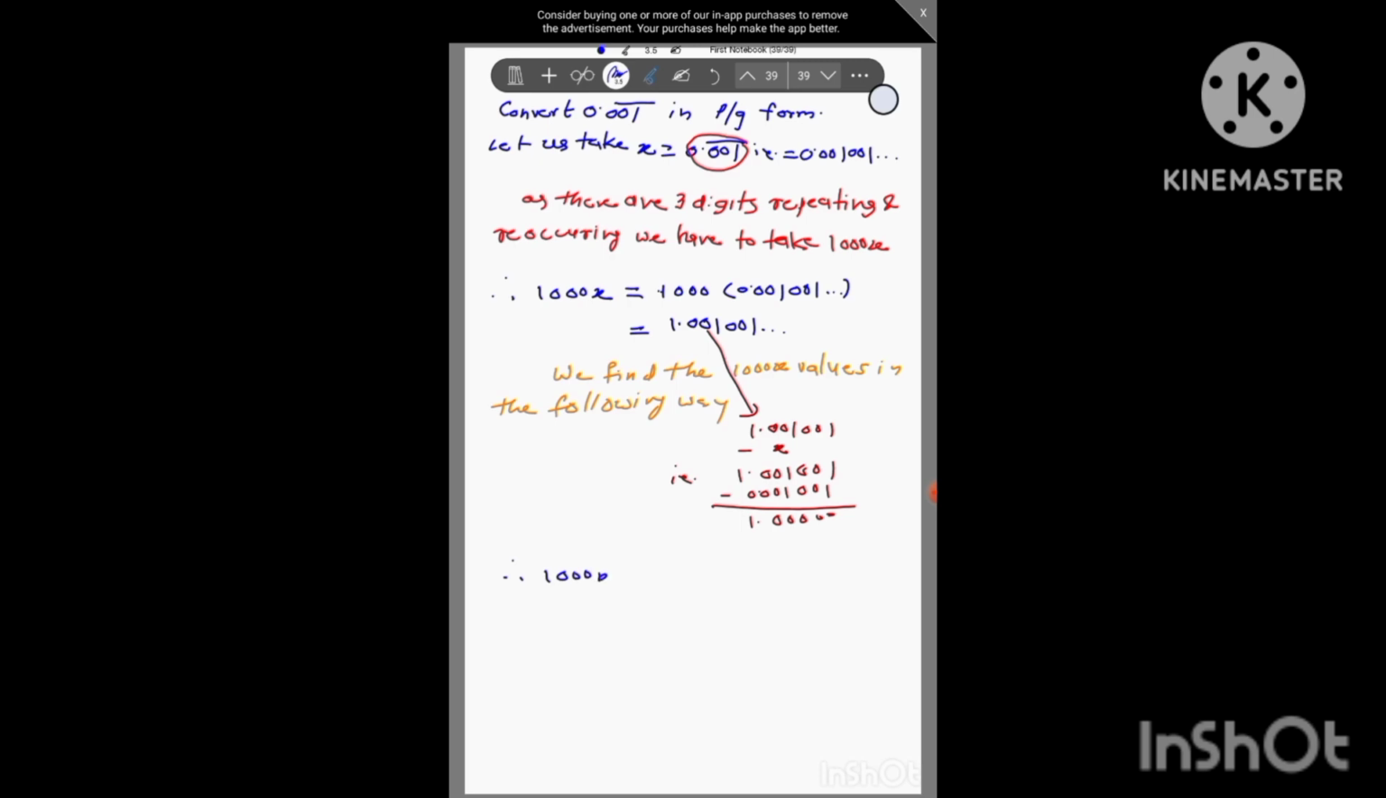That is how we get 1000x equals 1 plus x, that is 0.001 repeating. So we get 1 plus x. We transfer this from the right hand side to the left hand side: 1000x minus x equals 1. So it is 999x equals 1, and x is 1 upon 999. This is in the P upon Q form, and we have successfully found it. Remember this technique and try to solve the problems. This is Dr. Parab for you.